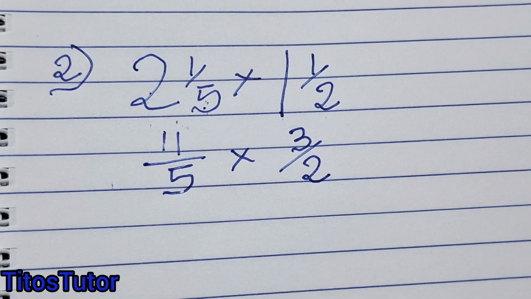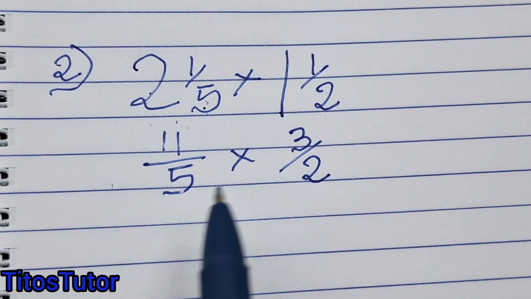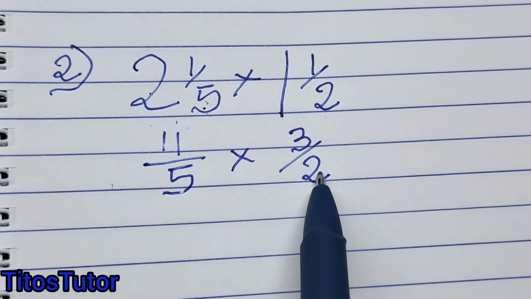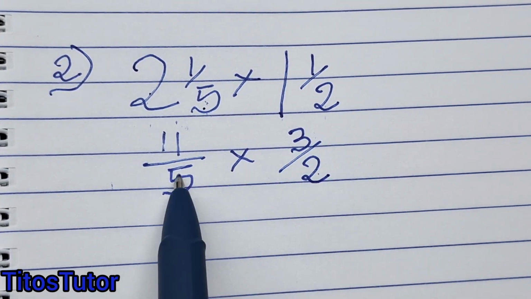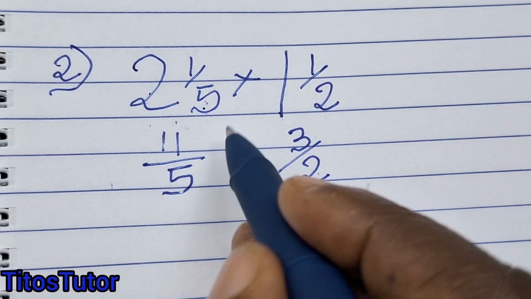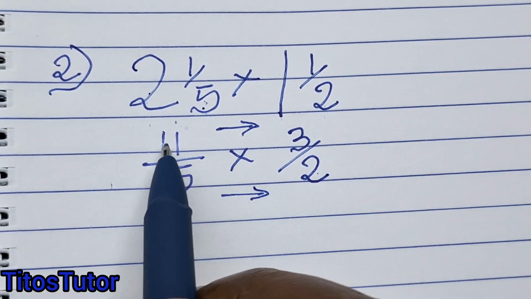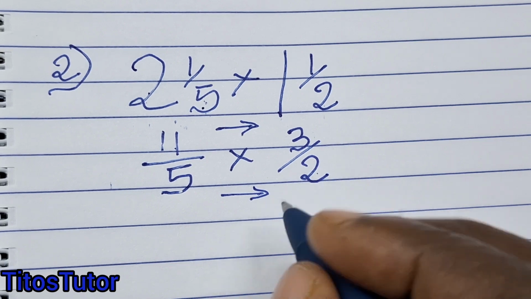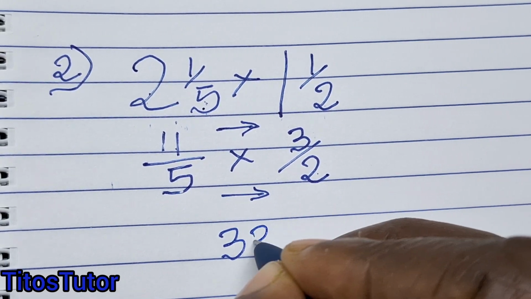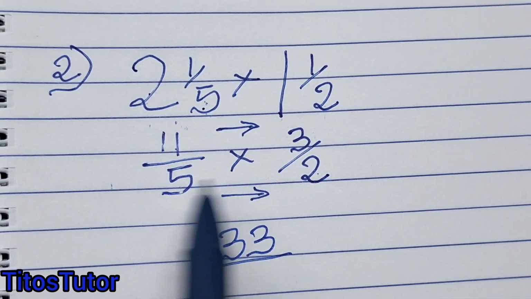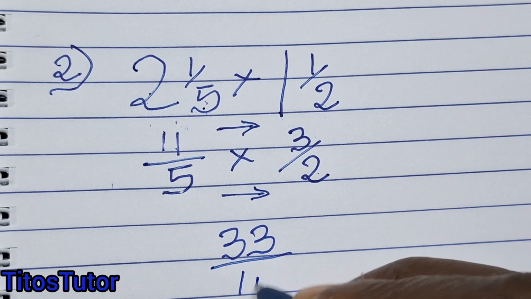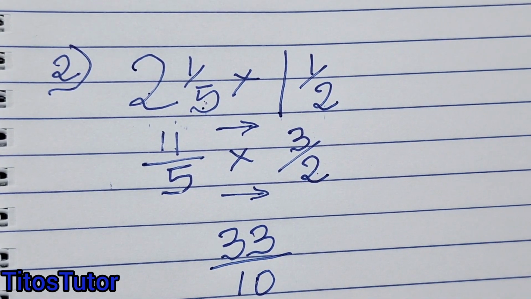Now, it's time to try and see if anything can divide vertically. 11 and 5, nothing. 3 and 2, nothing. Diagonally, 11 and 2, nothing. 3 and 5, nothing. So you are left to multiplying horizontally. 11 times 3 is 33. And 5 times 2 is 10.